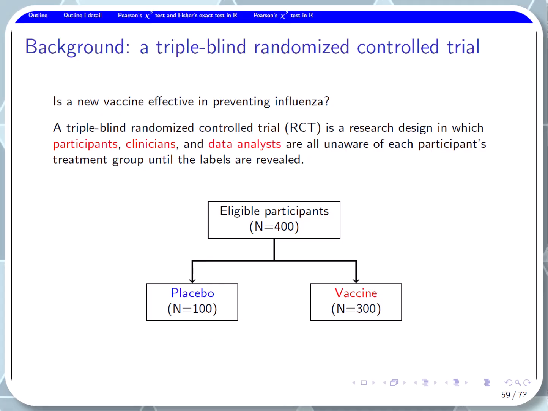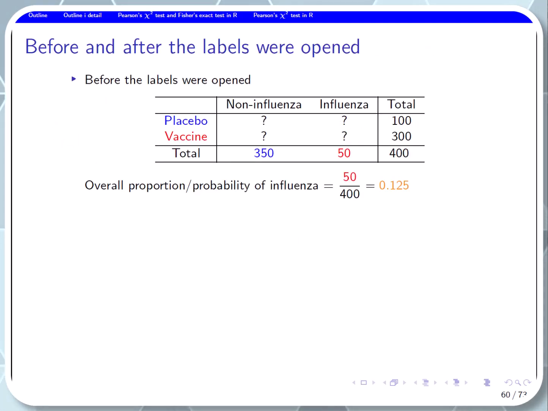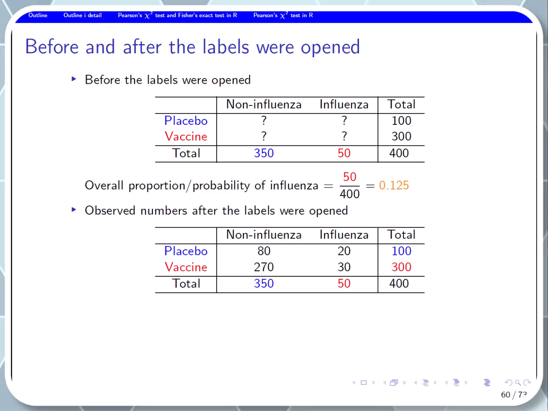At the end of the study, 50 out of 400 participants contracted influenza. Therefore, the overall probability of influenza is 50 divided by 400, equal to 0.125. Because the study was blinded, it's unknown how many cases of influenza occurred in the placebo group and how many cases of influenza occurred in the vaccine group. After the label was opened, the following table shows the observed numbers.